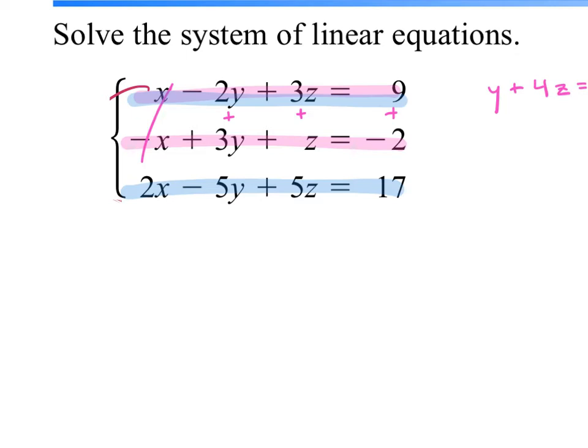Our goal is to cancel out x, so what do we have to multiply times the first equation to get our x to cancel? Negative 2. So we have to multiply everything by negative 2. So this is negative 2x plus 4y minus 6z is equal to negative 18.